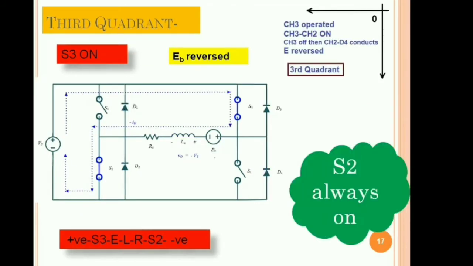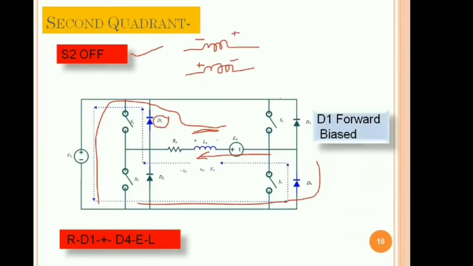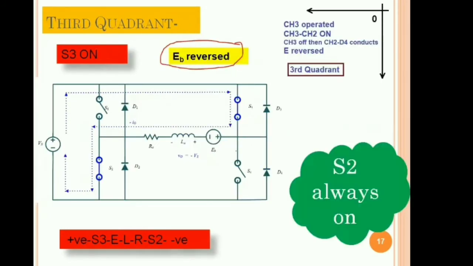Now the third mode of operation. Here we make a small alteration in the circuit. That alteration is to reverse the back EMF, EB is reversed. Previously, in the second quadrant operation, the back EMF was plus minus. Now the back EMF is reversed, that is minus plus. This is the alteration we need to make while operating the third quadrant operation.